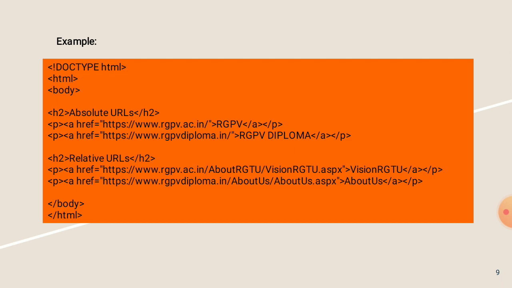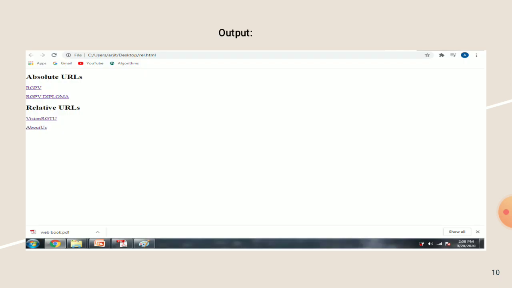Then we also close our body section and HTML section. So our output is that, we declare an absolute URL, and also declare a relative URL.